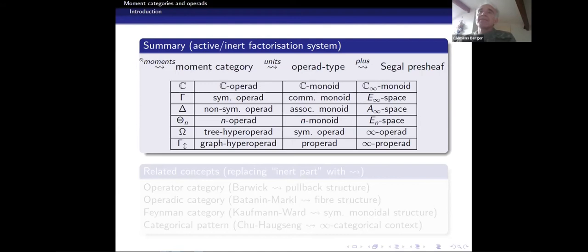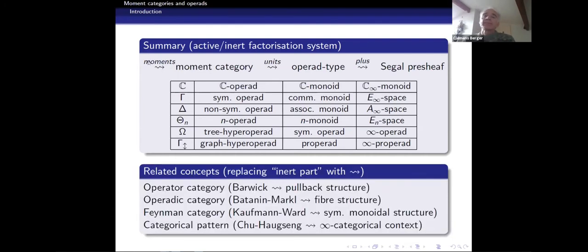So this way of encoding operadic structures by categories has been done in different ways, and actually I was very much inspired by the concepts which already exist. So I would say the first one to introduce a categorical notion which encodes operads was Clark Barwick, and he called it an operator category.